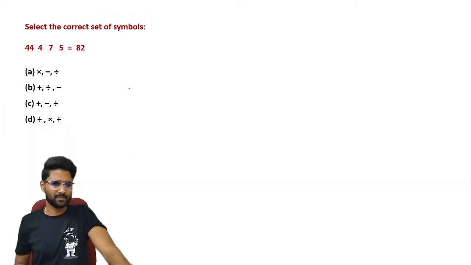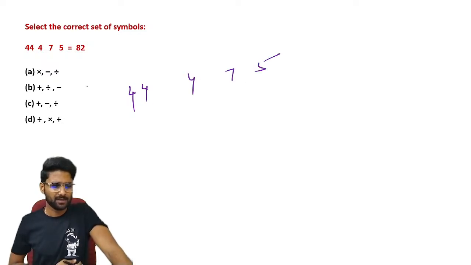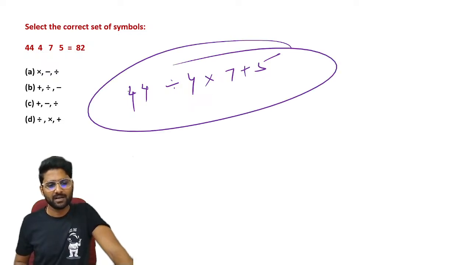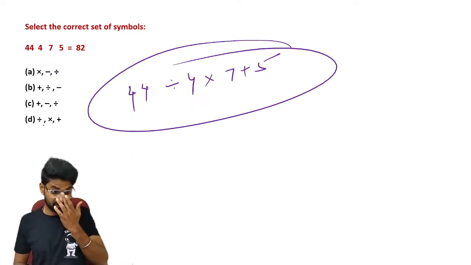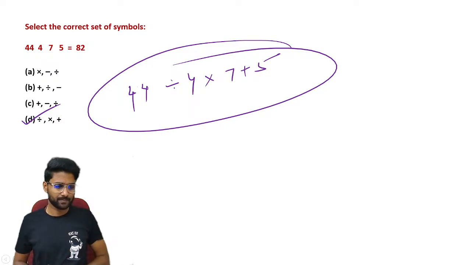Perfect symbols: 44, 4, 7, 5. So don't take divisions initially. If you take division, 44 divided by 4 is 11. 11 into 7 is 77. Yes, it follows. We have a multiplication, right? It's 11. 11 into 7, 77. 77 plus 5 is 82.